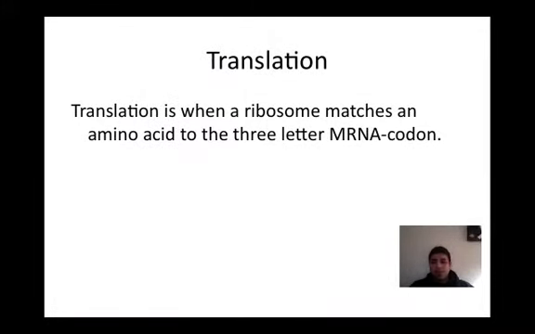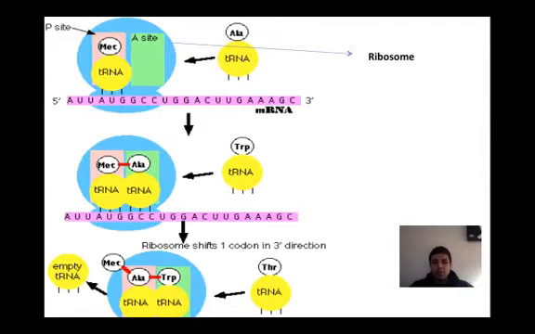So translation, though, is when you take that ribosome and it's going to match an amino acid to the 3-letter mRNA codon. So in blue is my ribosome. What's the function of the ribosome? Well, in this case, the ribosome is actually going to match the mRNA to the amino acid. And it does that with the help of something called tRNA, which is known as transfer RNA.